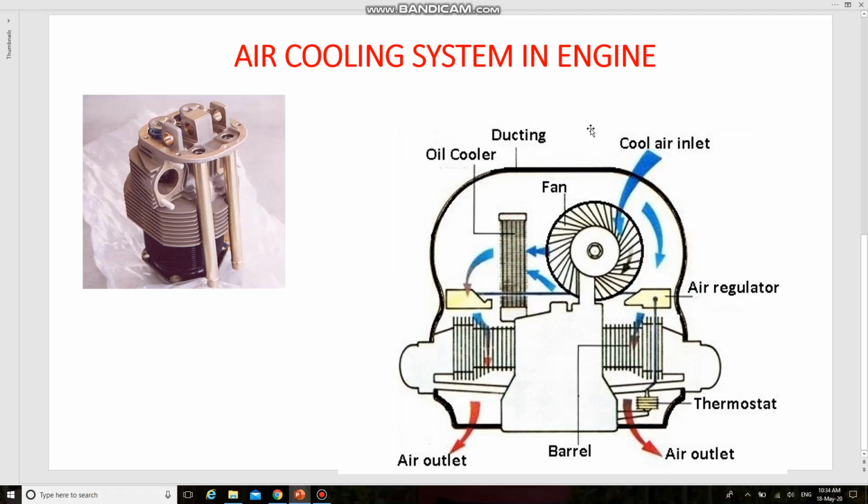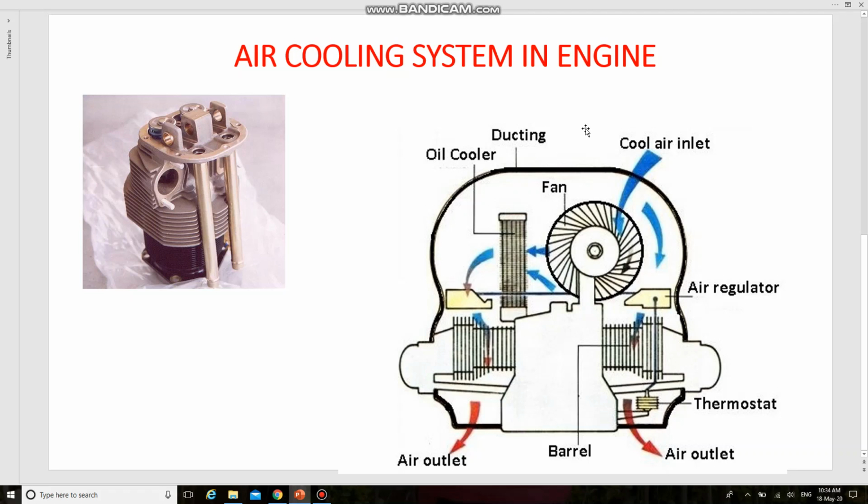Some of the disadvantages are that it is a less efficient cooling system because the coefficient of heat transfer for air is less than that of water. So it is not easy to maintain even cooling around the cylinder. Cylinder deformation can occur, and it is a noisier operation. So it has limited use in motorcycles and scooters where cylinders are exposed to the airstream.